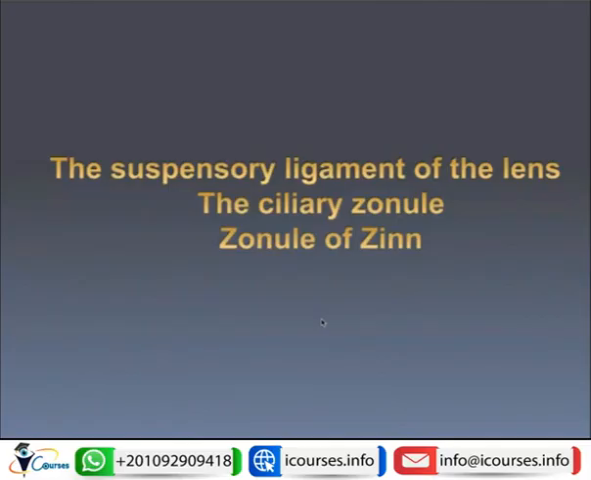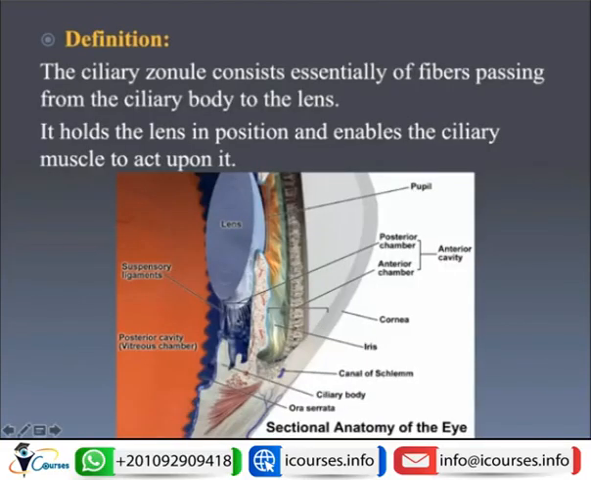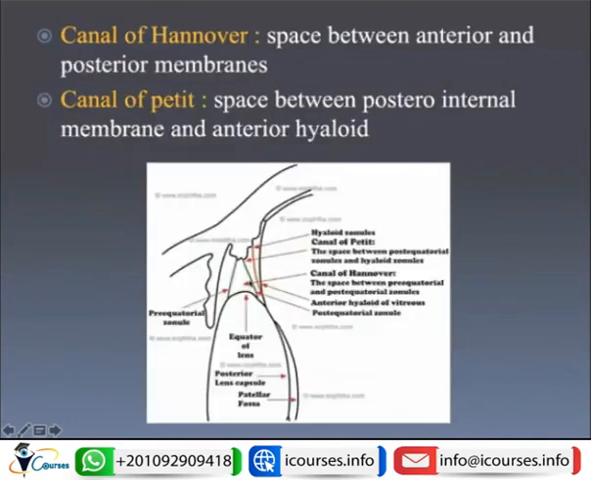Okay, so let's talk about the suspensory ligament of the lens, or what is the structure that holds the lens in its position. This is called the suspensory ligament of the lens, or ciliary zonule, or the zonule of Zinn. The ciliary zonule, or the zonule of Zinn, consists of fibers that pass from the ciliary body, or specifically the ciliary process, and attach to the equator of the lens, holding the lens in its position.